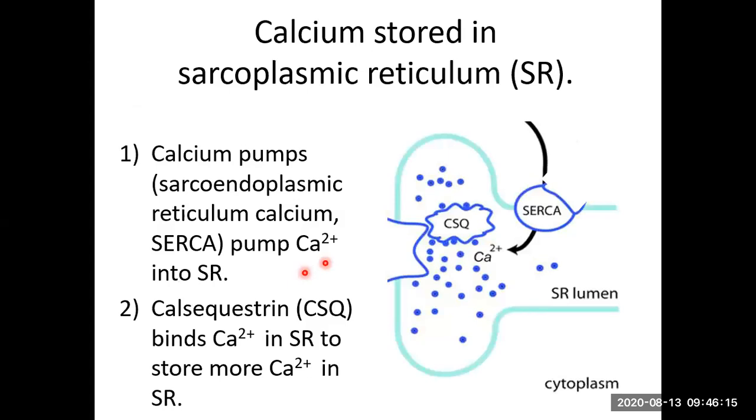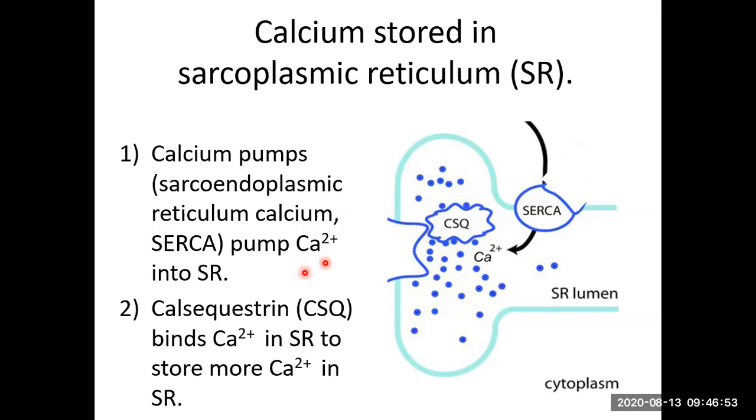So to store it, we will quickly pump the calcium back to the sarcoplasmic reticulum. To do that, we need to have a pump. This pump is called the sarcoendoplasmic reticulum calcium pump. You don't need to remember the full name, but you need to remember SERCA, S-E-R-C-A. This is a very typical, very common thing: SERCA is a pump to pump the calcium back to the sarcoplasmic reticulum.